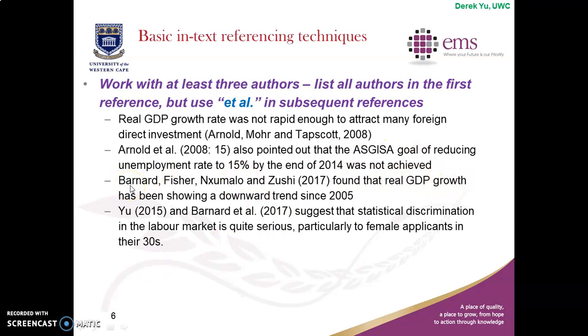This is the next example of Bernard. You use it for the first time, so you have to list all the authors. So Bernard, Fisher, Nsumalo, and Sushi, 2017, found that real GDP growth. But when you use it for the second time, you only have to say Bernard et al., 2017, along with another study, U, 2015. They both suggest or found X, Y, and Z. Okay.